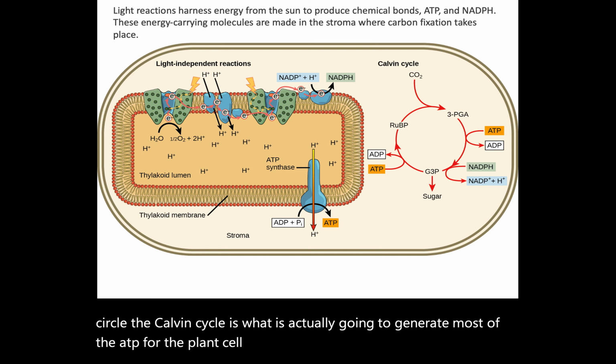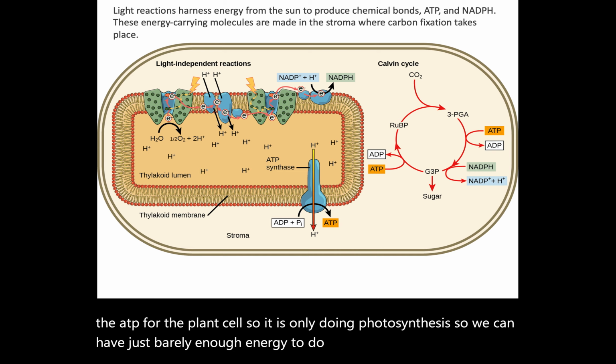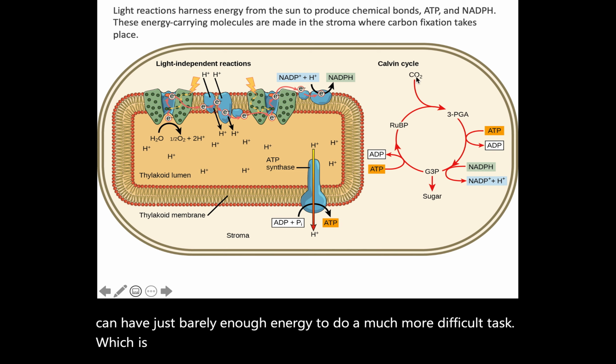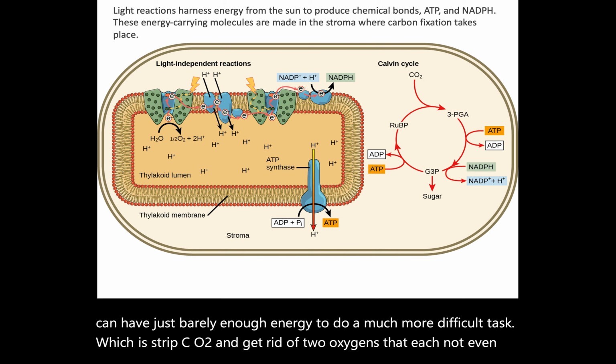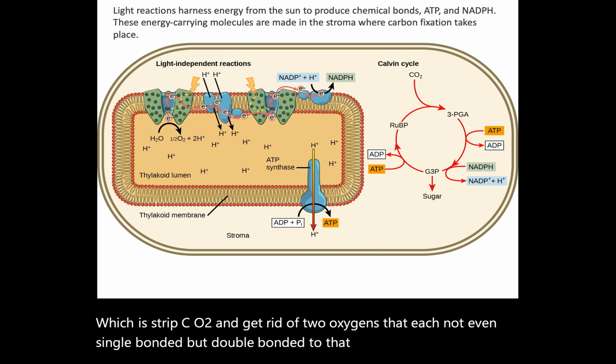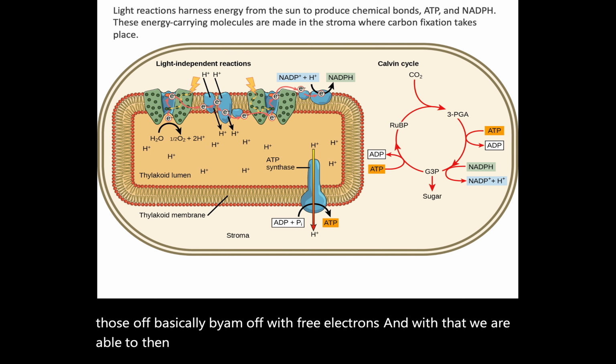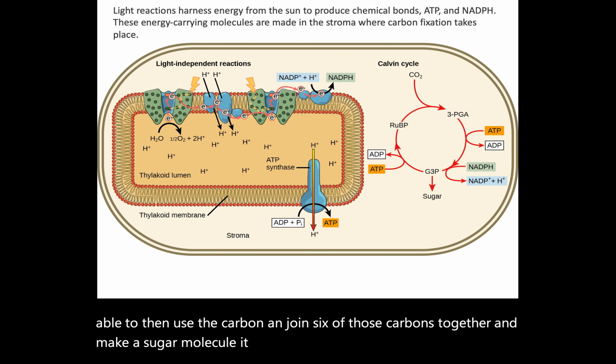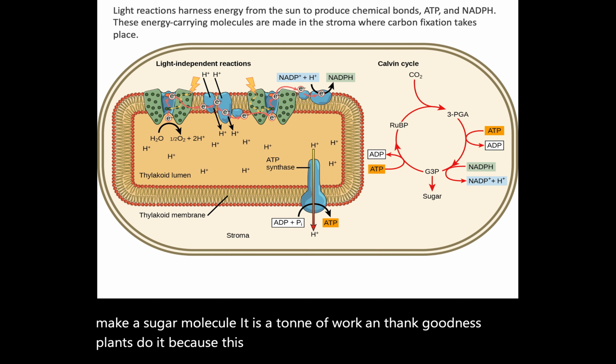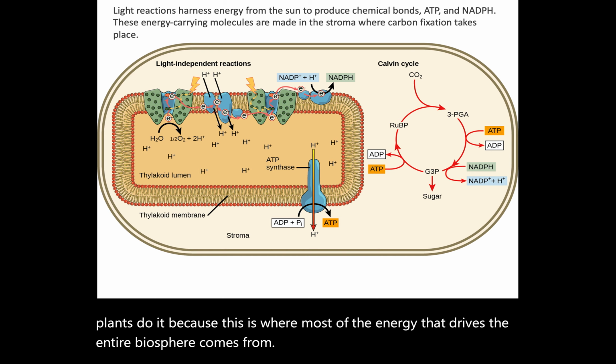So it is only doing photosynthesis so it can have just barely enough energy to do a much more difficult task, which is to strip CO2 and get rid of two oxygens that are each not even single bonded, but double bonded to that carbon, and to pry each of those off, basically buy them off with free electrons. And with that, we are able to then use the carbon and join 6 of those carbons together and make a sugar molecule. It is a ton of work, and thank goodness plants do it because this is where most of the energy that drives the entire biosphere comes from. This photosynthetic reaction in some form or other.